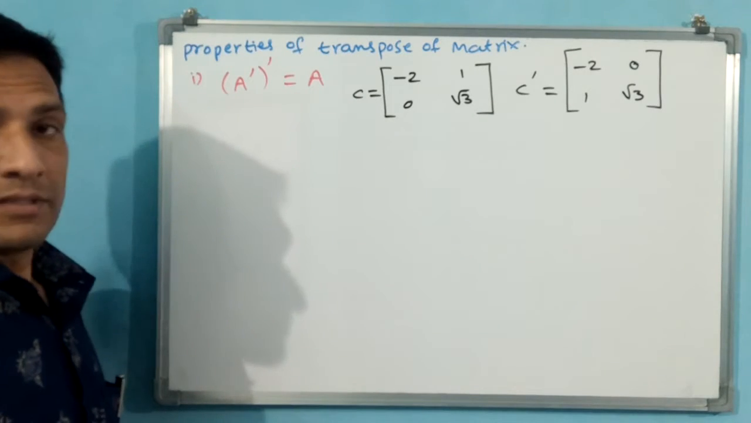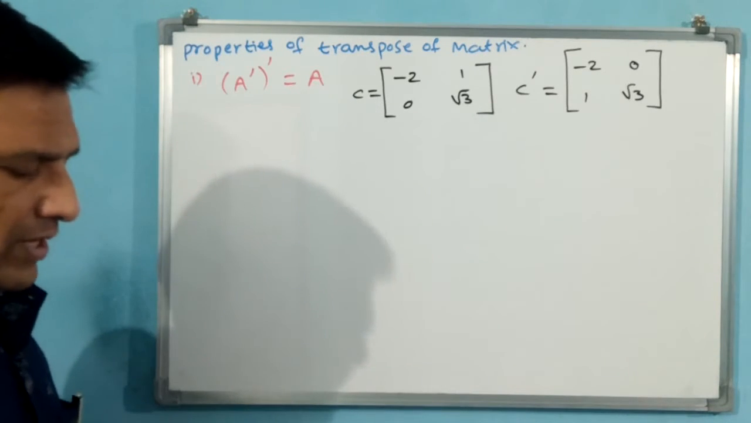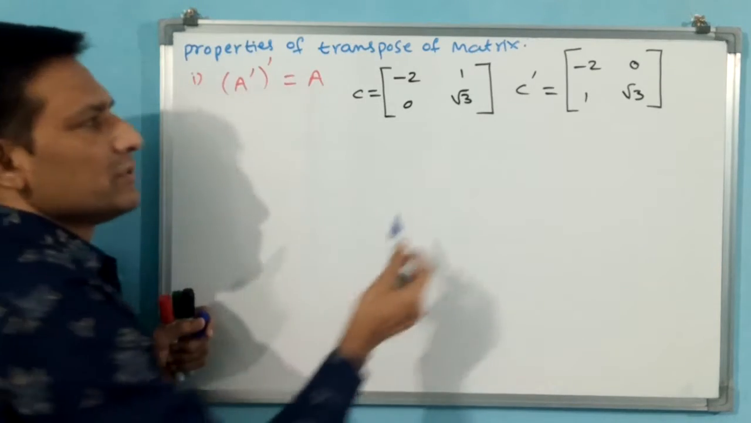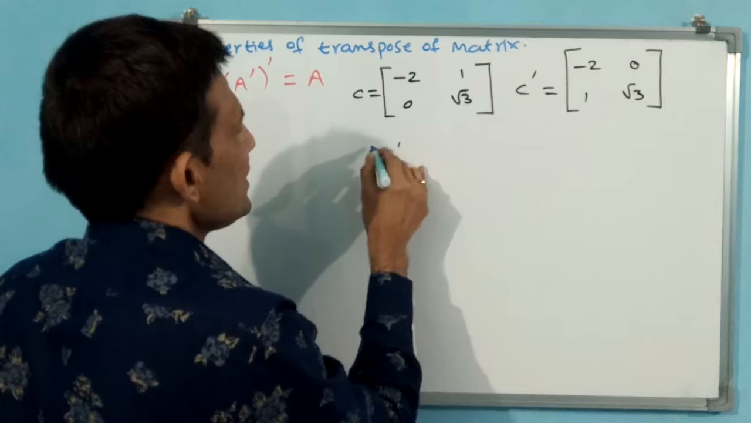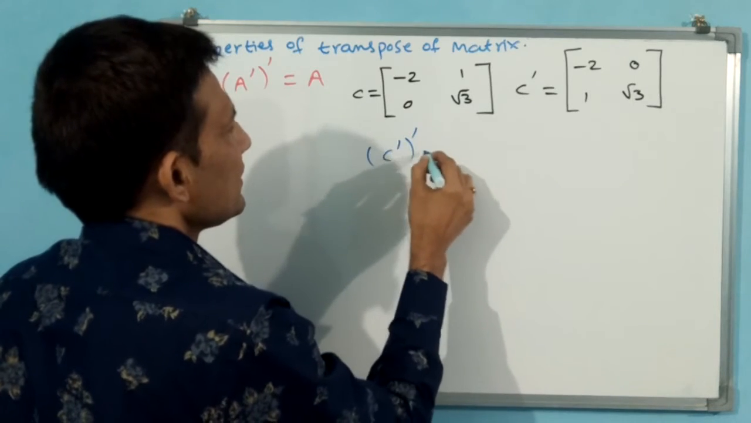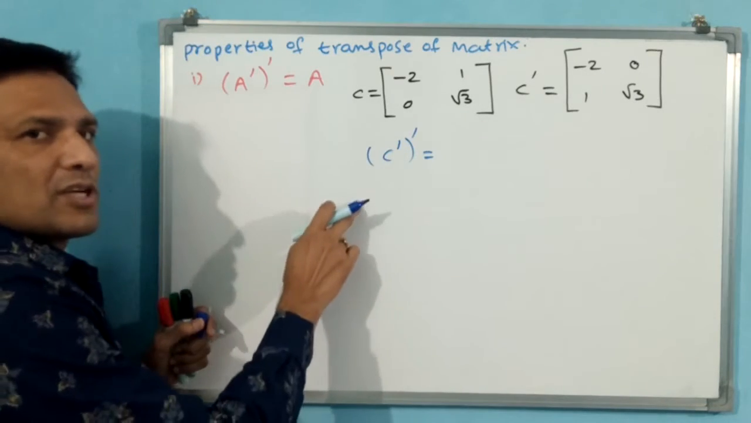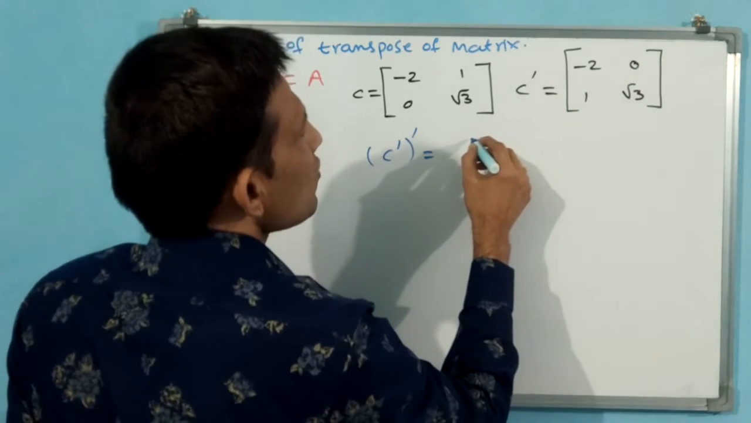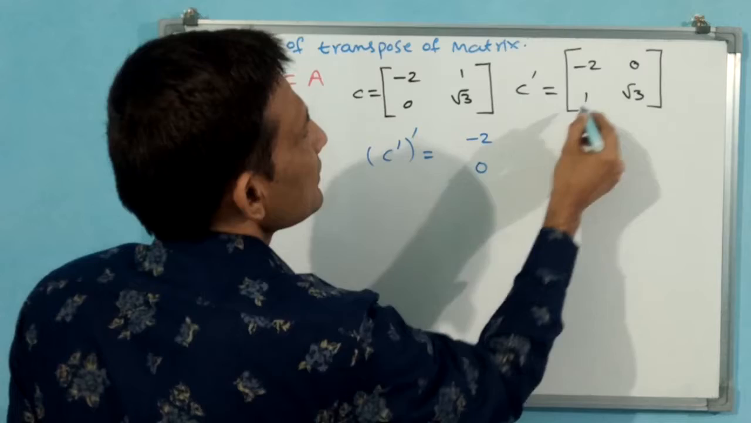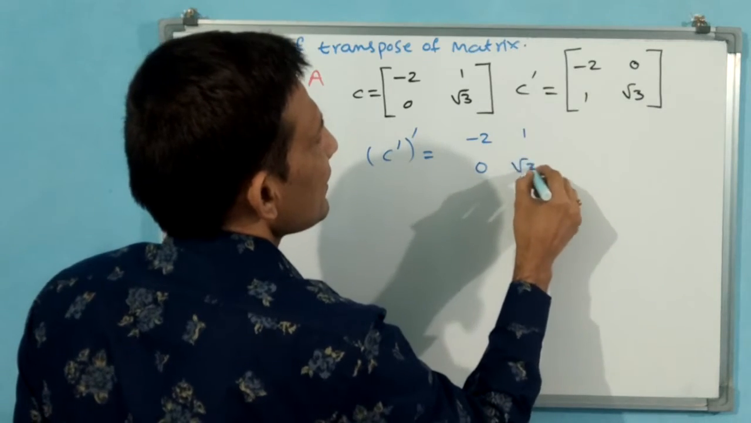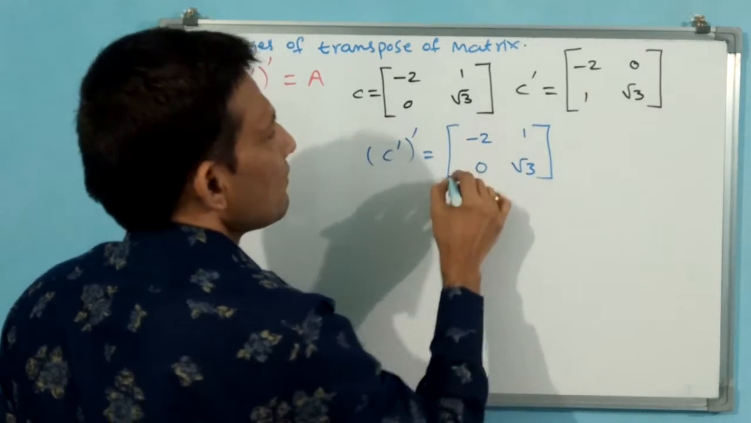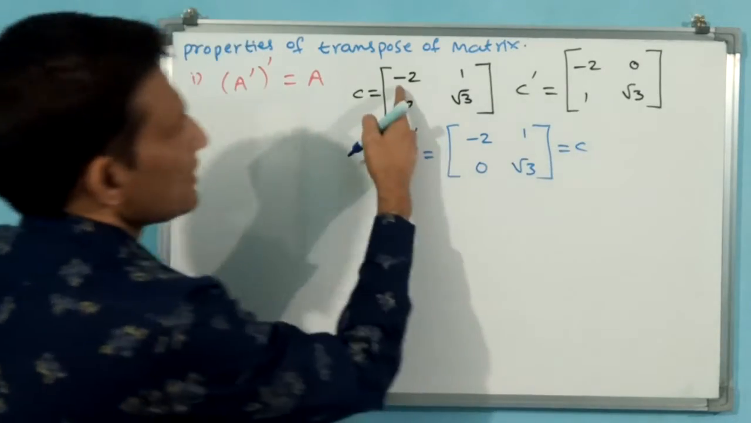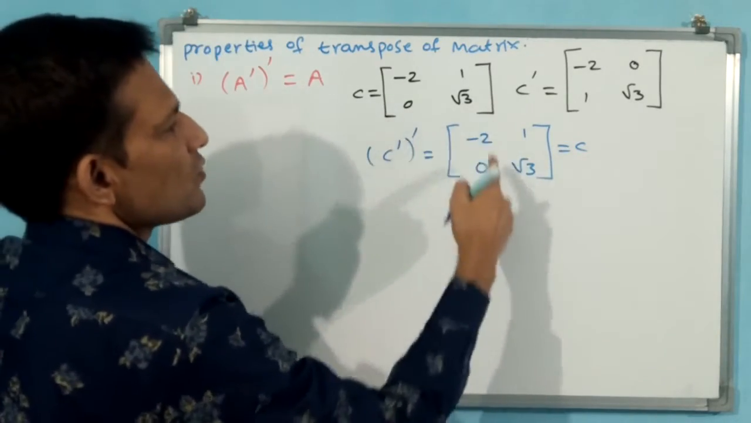Now this is a transposed matrix. Okay, now what I am going to do? See here, the transposed matrix is again transposed. Again I am transposing here. You see, C dash whole power dash, C transpose whole transpose. Now you see, the row -2, 0 is going to become a column, and the second row is going to become the second column. Okay, now you see, is this C? -2, 1, 0, root 3.